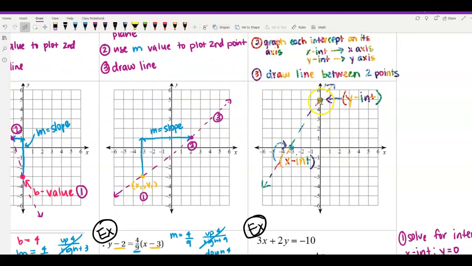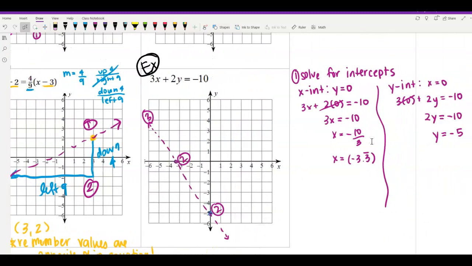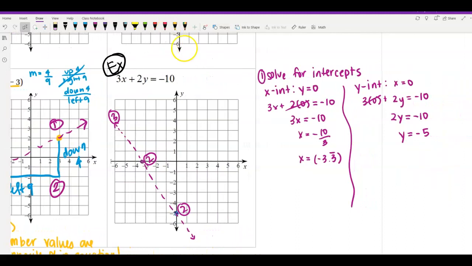So you can see I graphed an x-intercept and a y-intercept on here, and I just drew my line in between them. The hard part there is finding the intercepts. So let's take a look at this equation. If I have 3x plus 2y equals -10, the first thing I have to do is put in 0 for each of those letters and solve to find its intercept.